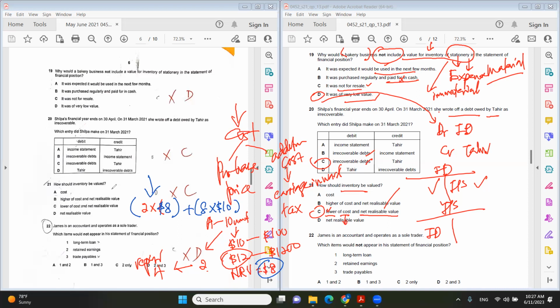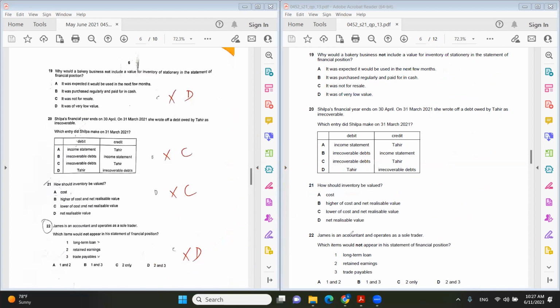Okay. Now let's continue. James is an accountant and operates as a sole trader. Which item will appear in his statement of financial position?